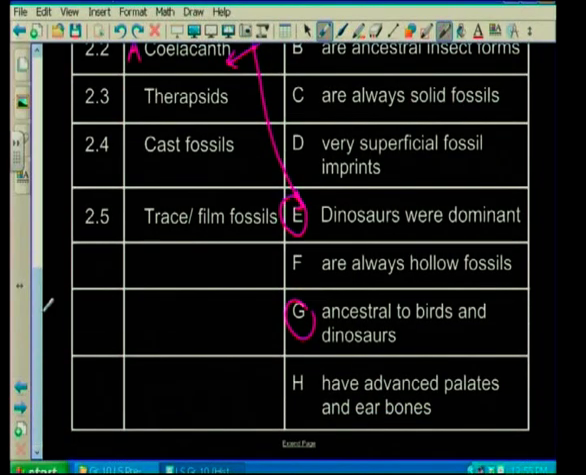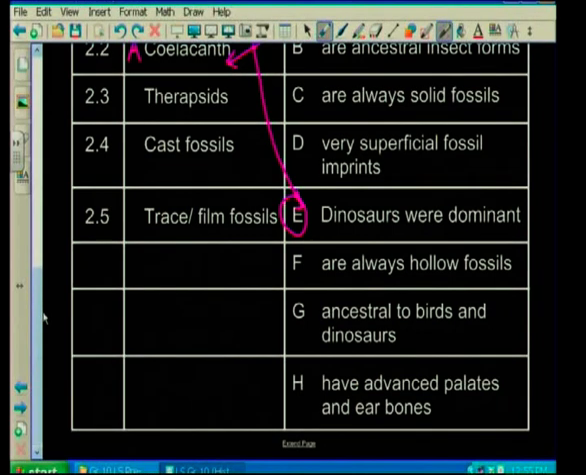Now you see what I've done. I've made a mistake. I said no, ancestral to birds and dinosaurs, but then I didn't see that there was another alternative. So these are the kind of mistakes that we can also make in the paper. We don't look at all the alternatives and we quickly put in an answer. So now we erase and we say no, there's another alternative.